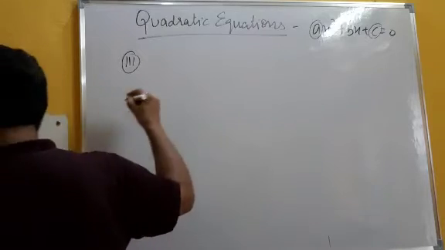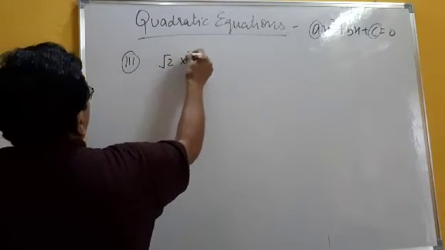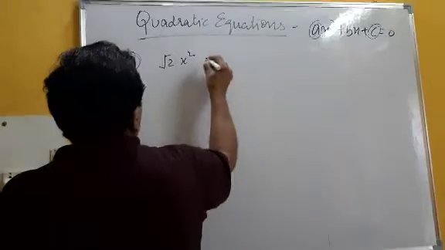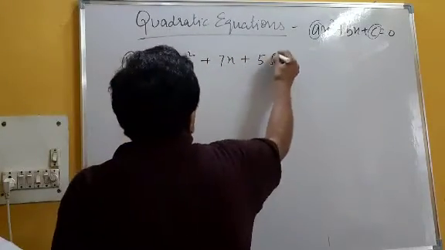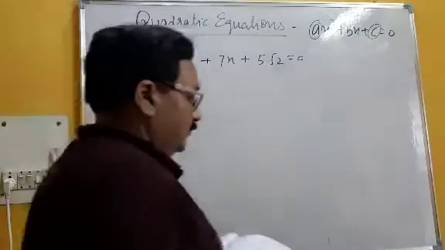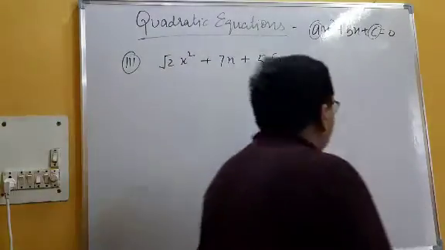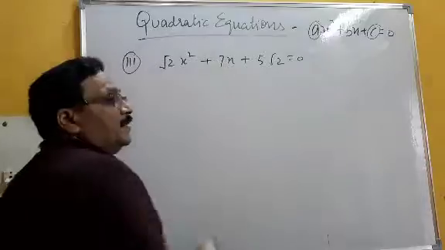Third part, under root 2x square plus 7x plus 5 root 2 equal to 0. We will solve this by using the splitting the middle term.